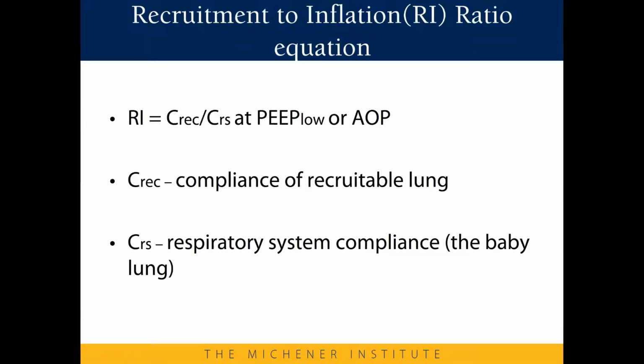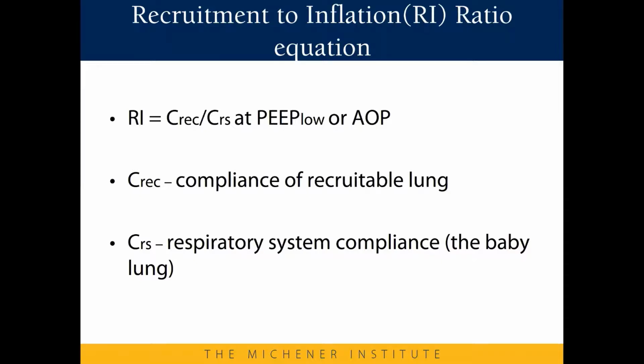All right, so now we're going to continue with our recruitment to inflation ratio equation, which allows us to assess whether a patient is a recruitable patient or a non-recruiter. So if we know that they have recruitable lung unit, then we can target what we want our PEEP to be set at in order to open up those airways.